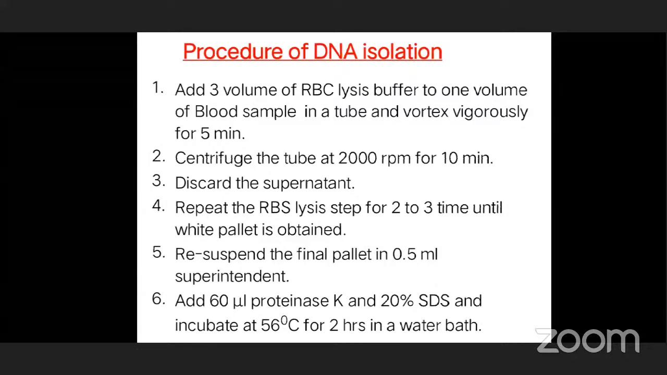Then suspend the final pellet in 0.5 ml of supernatant. In this process, the supernatant is clearly filtered, that is 0.5 ml. Resuspend this filtrate. Then add 60 microliters of proteinase K solution. It is used for the removal of proteins or degradation of disulfide bonds. And then add 20% sodium dodecyl sulfate and incubate at 56 degrees centigrade for 2 hours in a water bath. By this process, proteins and some WBCs are ruptured.